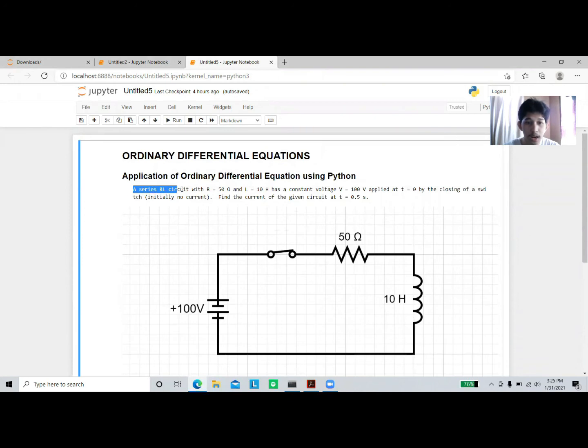A series RL circuit with R equal to 50 ohms and an inductor of 10 henry has a constant voltage V of 100 volts applied at t equal to 0 by the closing of a switch, with an initial current of 0. Find the current of the given circuit at t equal to 0.5 second.